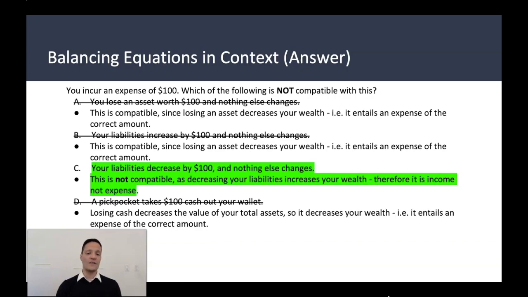You can see that the others are compatible with incurring an expense of $100. Assets contribute positively to our wealth. So A, you lose an asset worth $100, is an expense of $100. Liabilities contribute negatively to our wealth. So B, your liabilities increase by $100, is an expense of $100. And D, a pickpocket takes $100 out of your wallet. Again, this represents an expense of $100 because you have $100 less with which to consume.